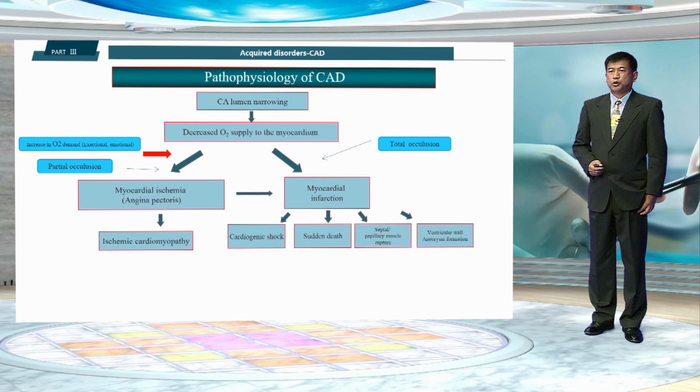And the other arm shows the total occlusion. If it is acute, then myocardial infarction will occur. The consequences will be cardiogenic shock, sudden death, rupture of a papillary muscle, which will in turn cause mitral regurgitation, and even ventricular wall aneurysm formation.